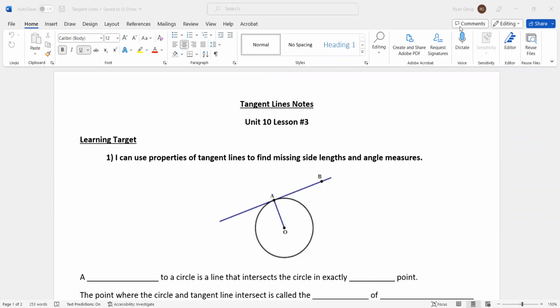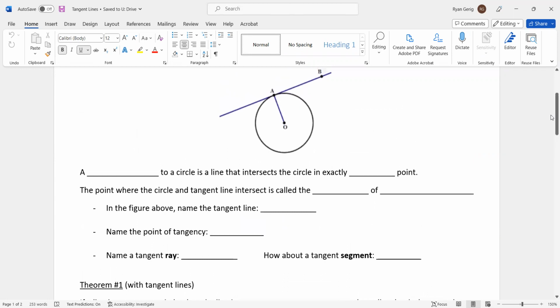See the title, tangent lines. These are actually very unrelated to the tangent that we did earlier in the semester. It doesn't have anything to do with trig. It's just another form of tangent. Okay, so what is a tangent?